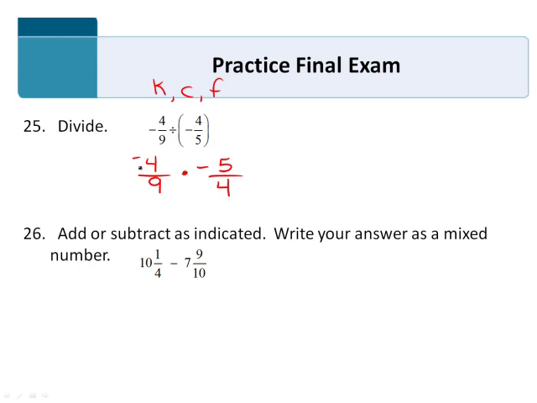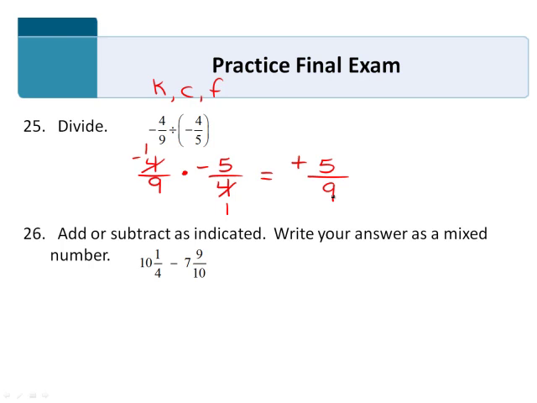Alright, so now it's multiplication. A negative times a negative is going to give me a positive. And the only thing I can cancel is the 4s. 4 divided by 4 leaves 1, and 4 divided by 4 leaves 1. And so now we have 1 times 5 on top is 5, and 9 times 1 on the bottom is 9. So a positive 5/9 is your answer.